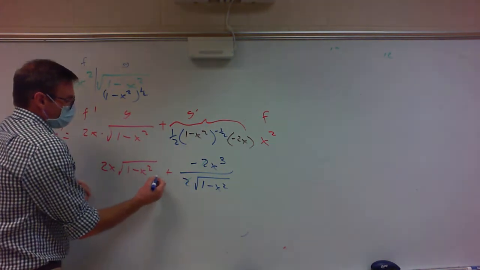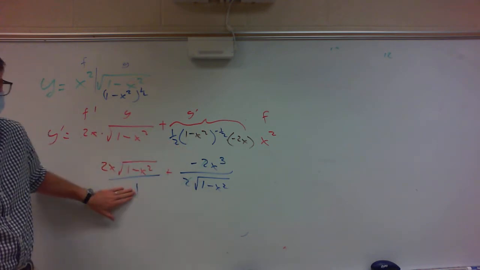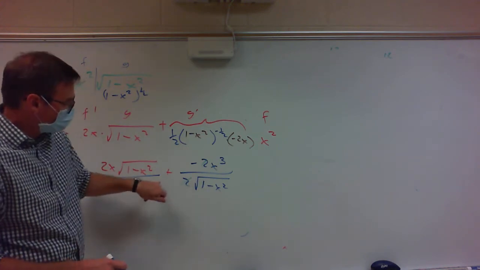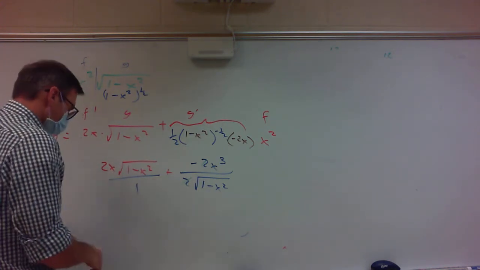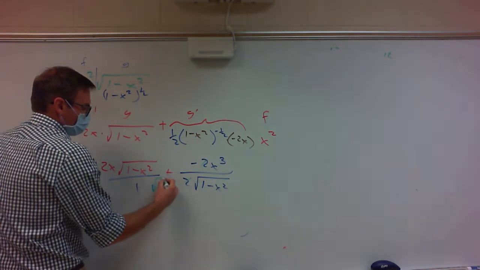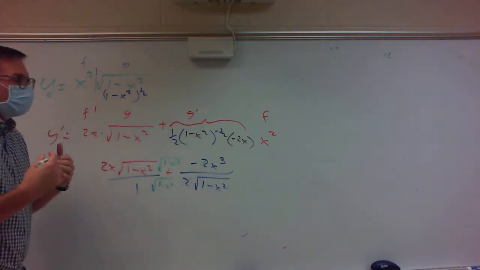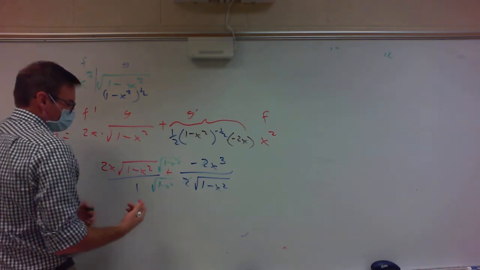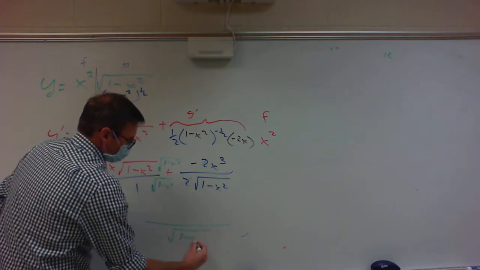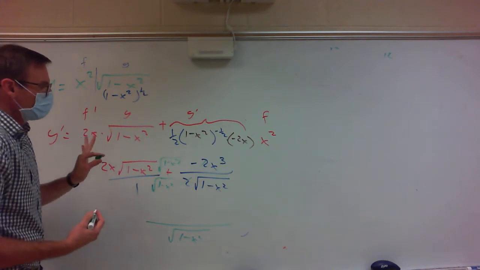So, what do I mean by that? Well, I've got a denominator of 1. If I want to get a common denominator, I'll have to multiply top and bottom by the square root of 1 minus x squared. All right, I can do that. I'm going to multiply top and bottom by the square root of 1 minus x squared. And here's where things get nice. First, the denominator is still just going to be the square root of 1 minus x squared. That one's not that bad. Let's look at the numerator.